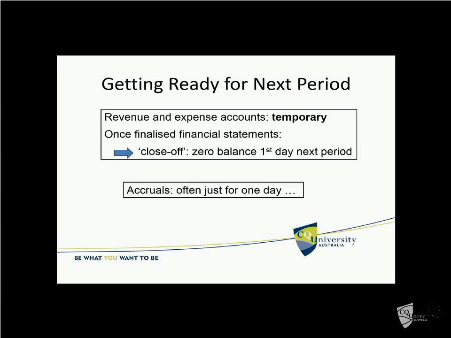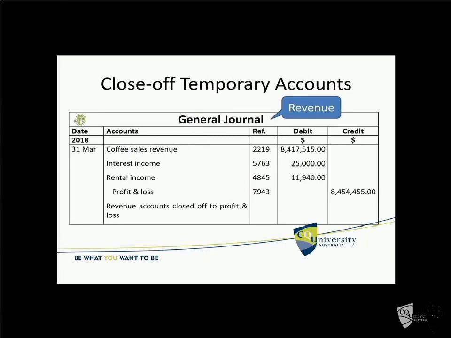So we call it closing off. That just means making them zero. And so on the first day of the next period, our revenue and expense accounts are zero. And the other takeout is that a lot of the accruals are just for one day in our accounts. So how do we do this?